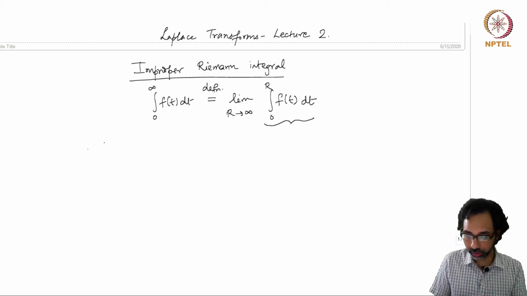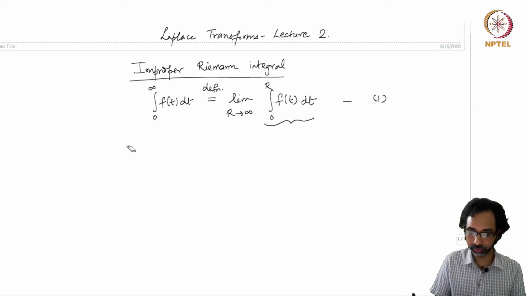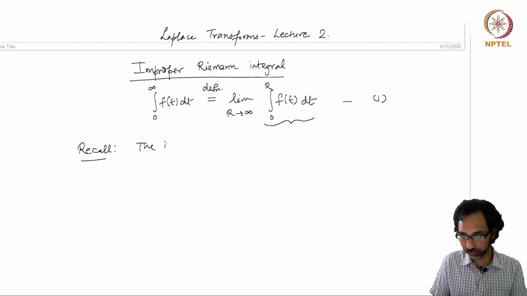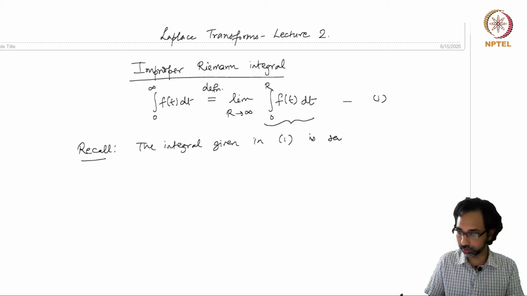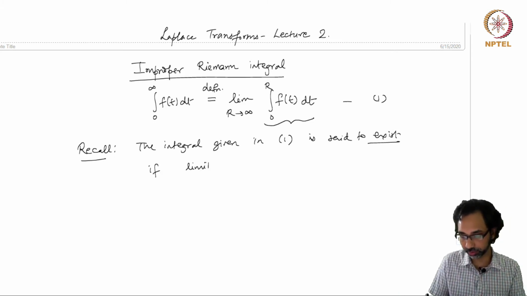So let me remind you that the improper Riemann integral, recall that the integral given in equation 1 in definition 1 is said to exist if this limit on the right side, on the RHS, is finite. Okay.